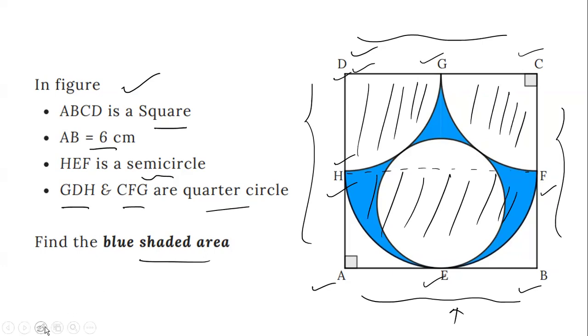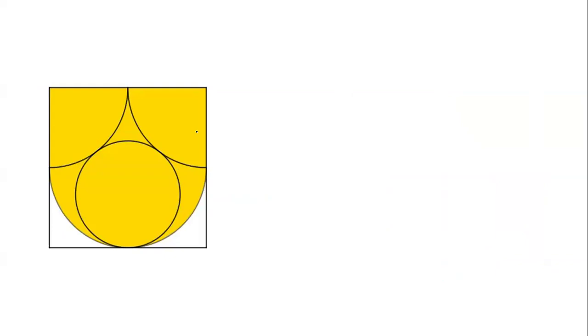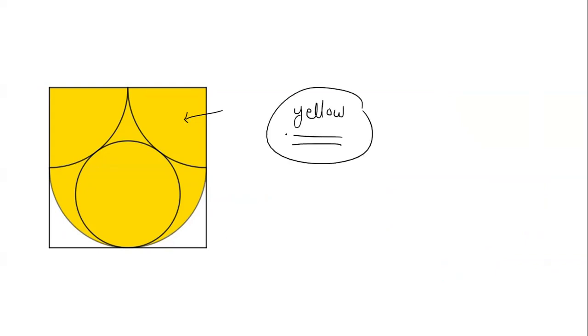You can see this is the blue shaded area. We have to find the area of this whole blue part. So let's see how we can solve this. Look at this figure. Let's consider this whole area which I colored in yellow as the yellow area. So this is our yellow area.